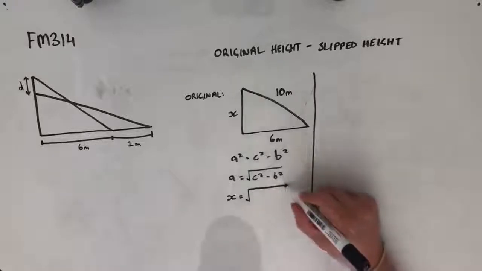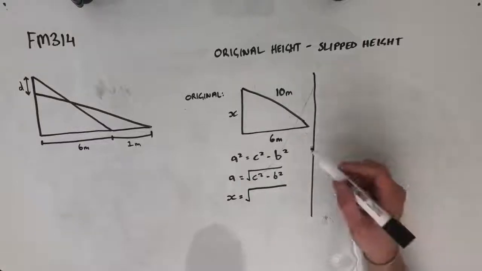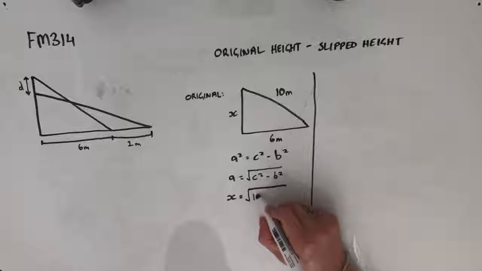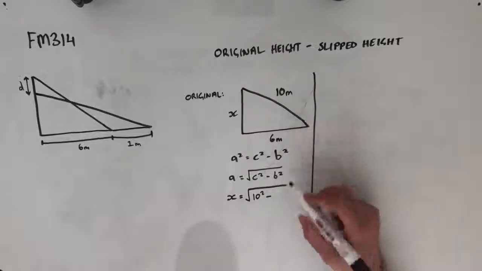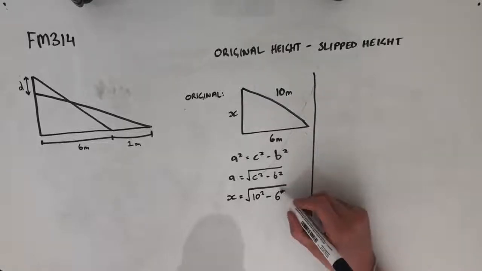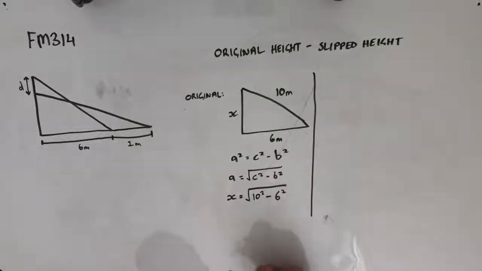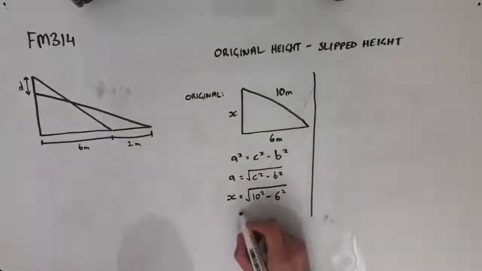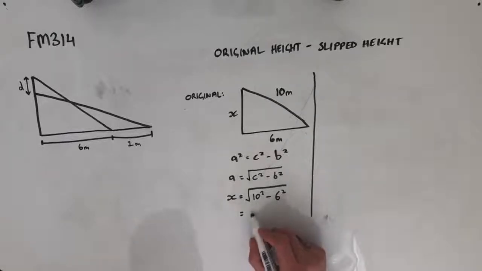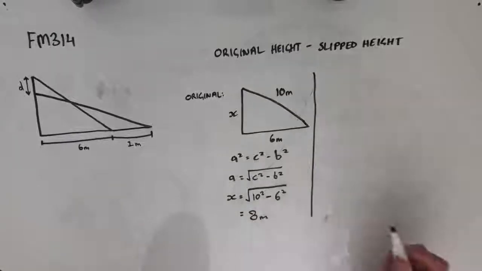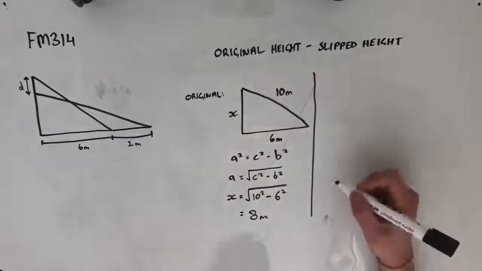And then c is always our hypotenuse, so we're going to take that as 10 squared minus, and b is going to be our other side length, so 6 squared. So plugging the square root of 10 squared minus 6 squared into a calculator should drop out a value of 8. And of course that means that the original height was 8 meters high.